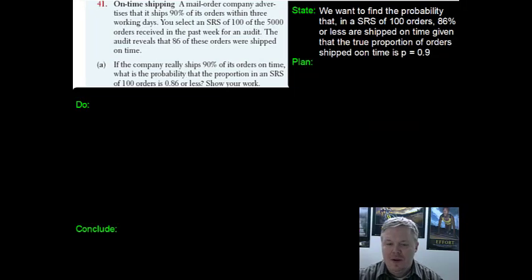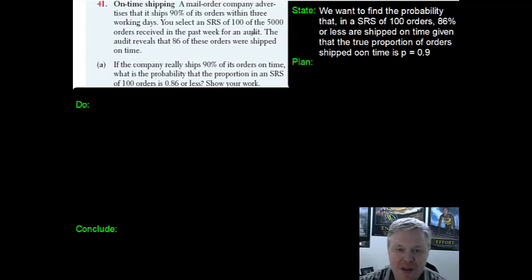All right. For the next problem here, we're looking at a mail order company, once again following the state, plan, do, conclude guidelines. So we have stated now we want to find the probability that in a simple random sample of 100 orders, 86% or less are shipped on time, given that the true proportion of orders shipped on time is 0.9. So the company really ships 90%. We want to know what is 86% or less.